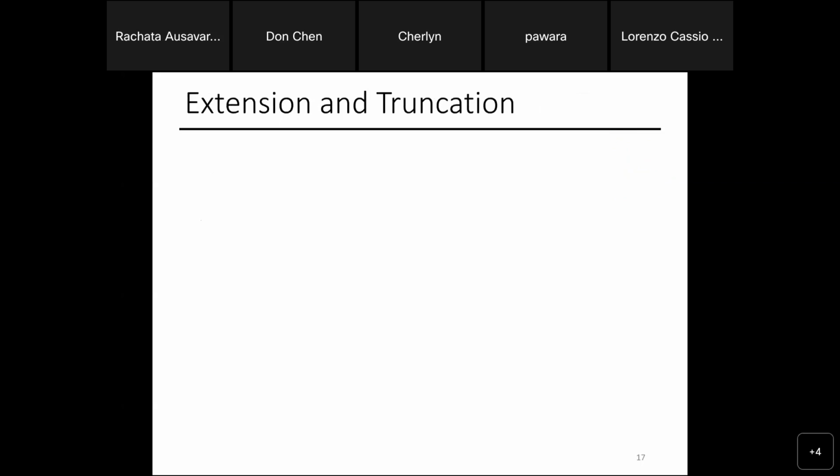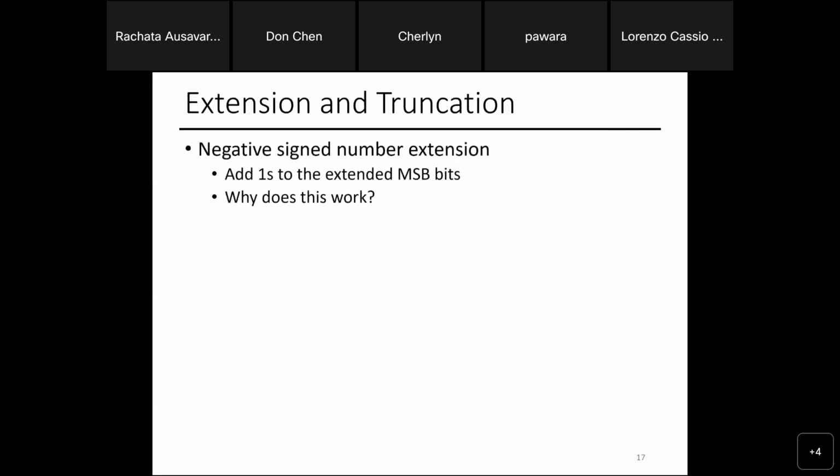This is the fun part, extension and truncation, right? So if I have a negative signed number, let's say a signed character, negative 128. That's going to be 1, 0, 0, 0, 0, 0, 0, 0. So that's negative 128, 2 to the 7 with a negative sign, and the rest are positive numbers. I want to extend this to a 2-byte signed number. How do I do this?